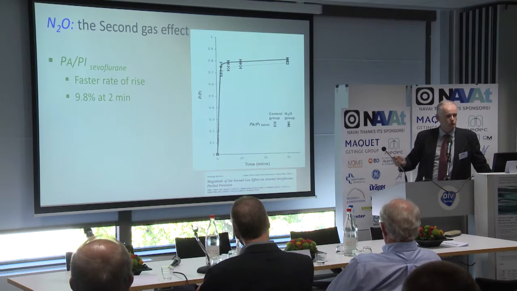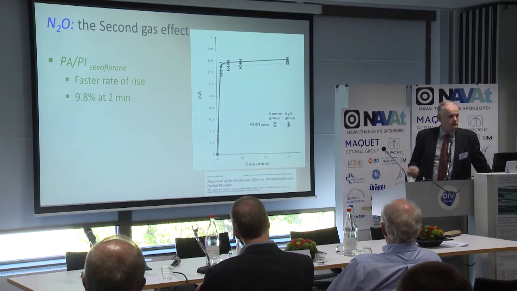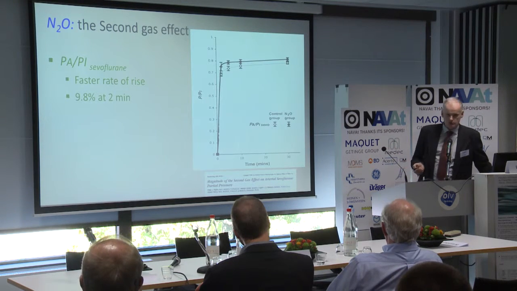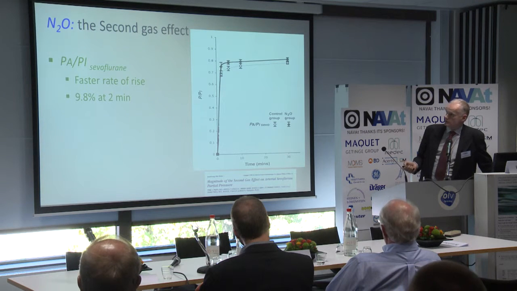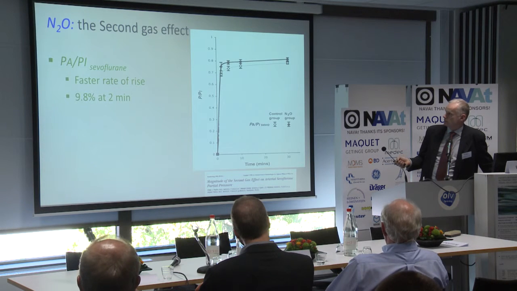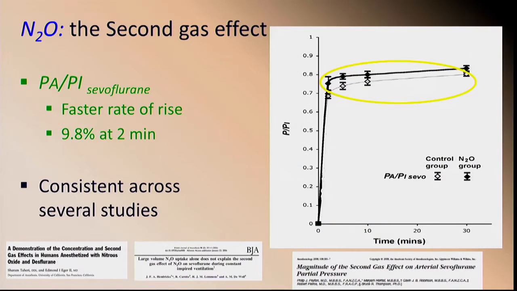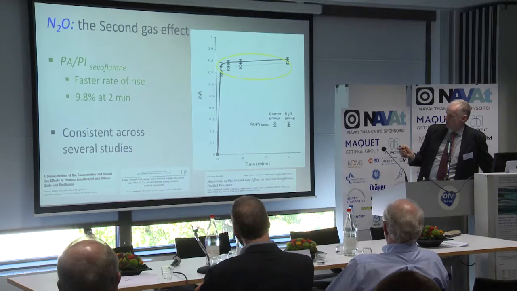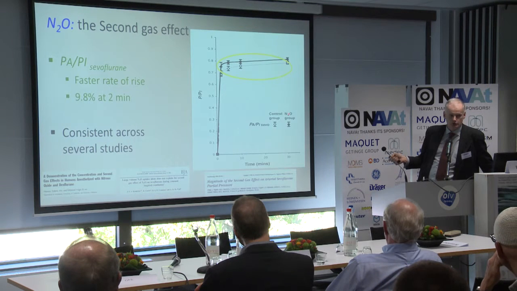And of course, your three-compartment model won't tell you any of that. It'll just be misleading. So what do we see when we actually collect data from patients? This is the paper we published in Anesthesiology some years ago. If you look at the second gas effect on alveolar or end-tidal partial pressures, you get this sort of curve where this is the rate of rise of alveolar partial pressure versus time, and the heavy line is the nitrous oxide group, and this thin line is the group which just received sevoflurane in oxygen.